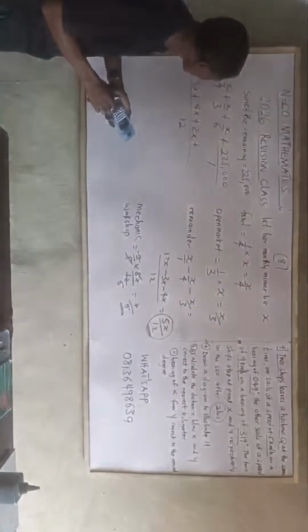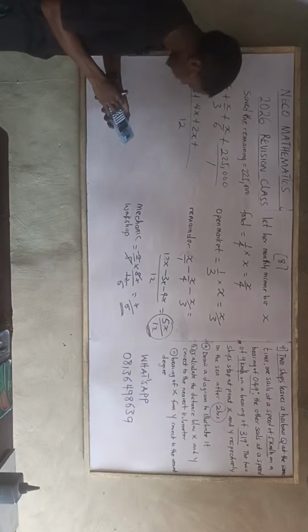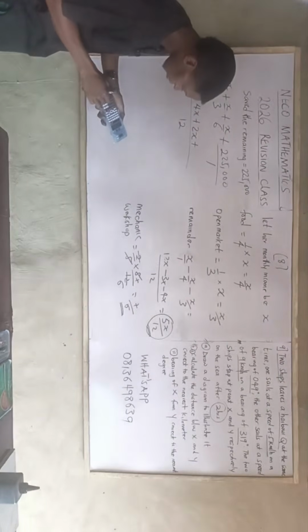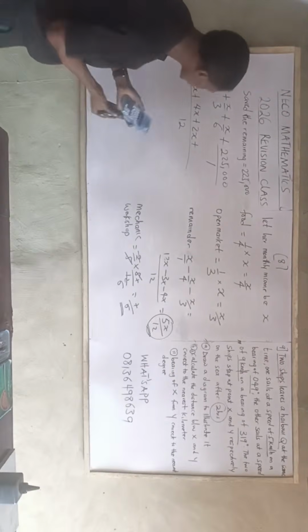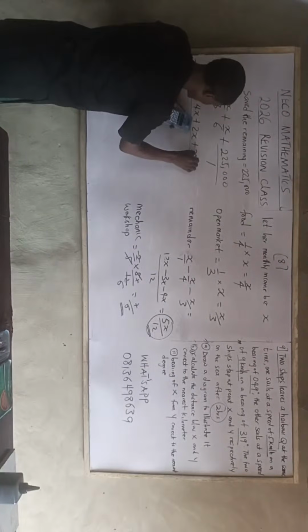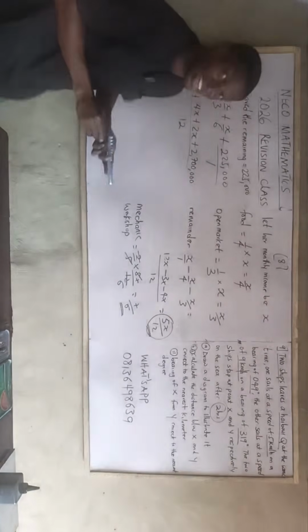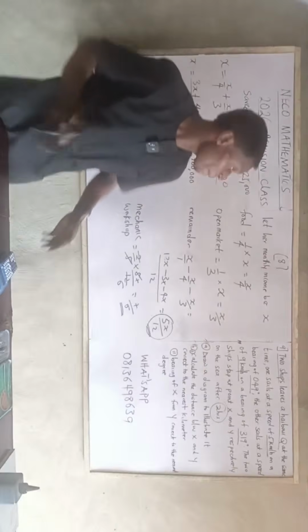Okay, we're simply here for you tonight. Okay, so 12 times 225,000 is 2,700,000. All right, so let me get the question again.